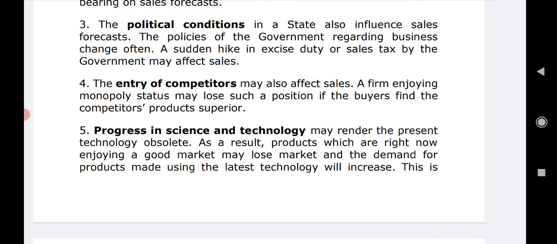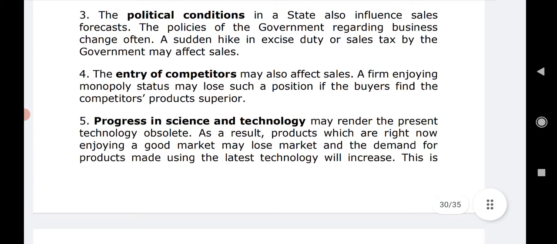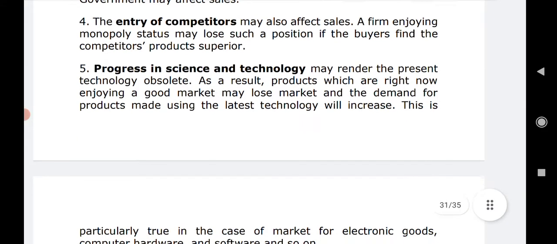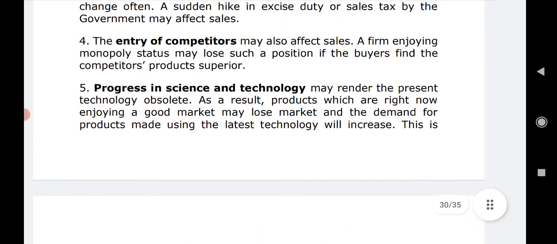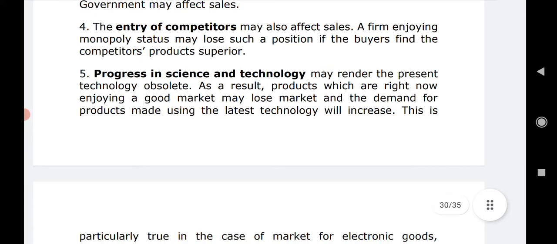And there may be a sudden hike in the duties, maybe sales tax or GSTs, right? That may create an adverse or maybe a beneficial impact on the business, but the sales forecast does have a bearing on this kind of condition also. So these may lead to a wrong forecast or maybe limited forecast. Next limitation is the entry of the competitors. Many a time it may so happen that there may be a new entry of a competitor, and that may not allow you to have the correct number of sales which you must have predicted.